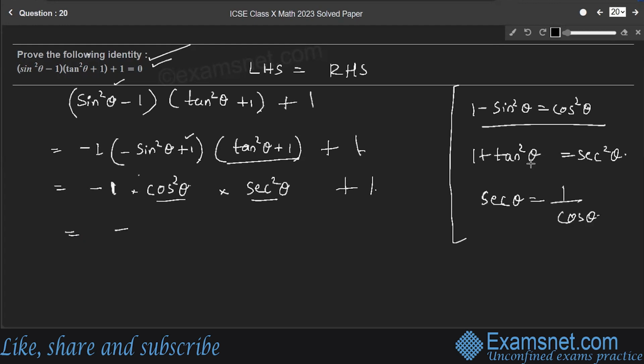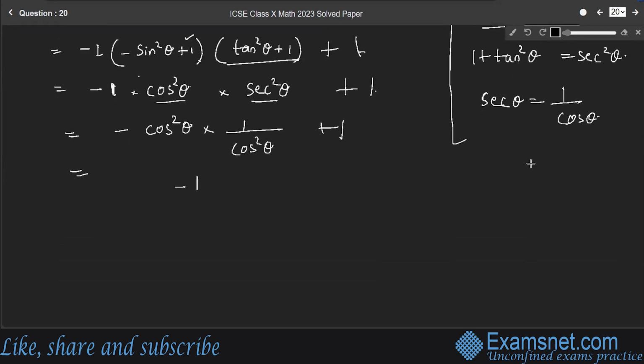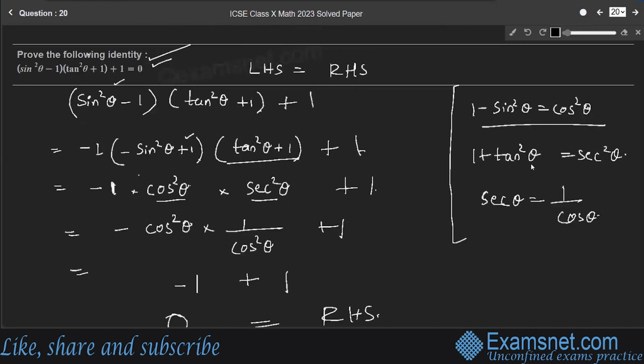Therefore, we'll write here, minus 1 into cos square theta, into secant square theta, which can be written as 1 by cos square theta, plus 1. So here cos square theta will get cancelled. So minus 1 plus 1 is equal to 0. Therefore, LHS is equal to RHS. Therefore, we have proved the following identity.